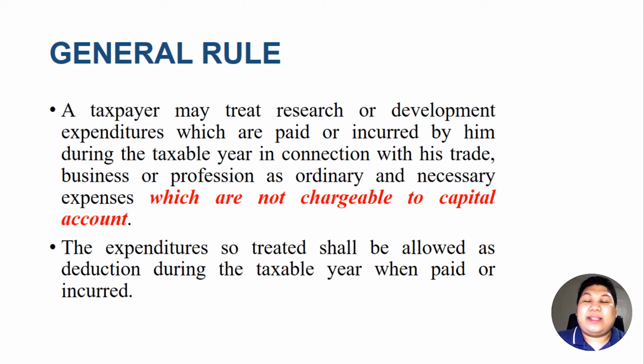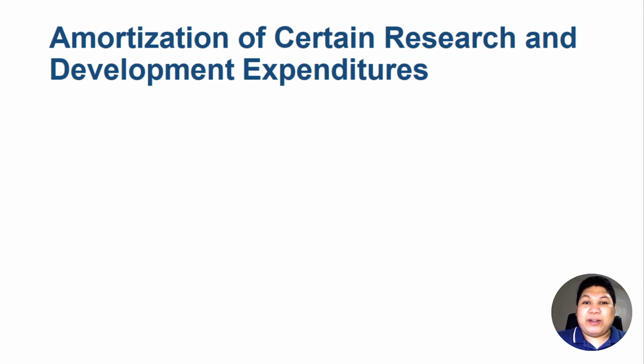So it is always necessary that these expenses are ordinary for the taxpayer's business or practice of profession, and these expenditures are related to the taxpayer's trade and paid or incurred in the taxable year before they could be deducted from the taxpayer's gross income. So, the amortization of certain research and development expenditures.